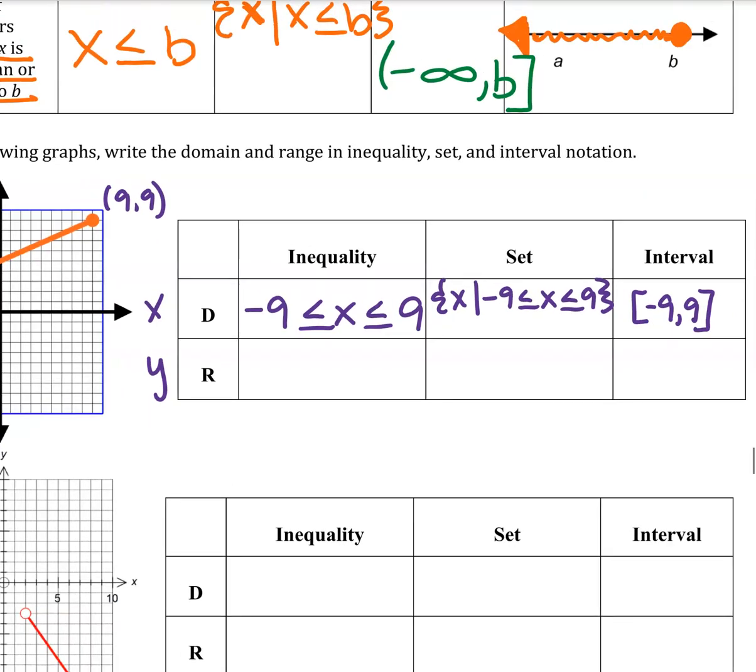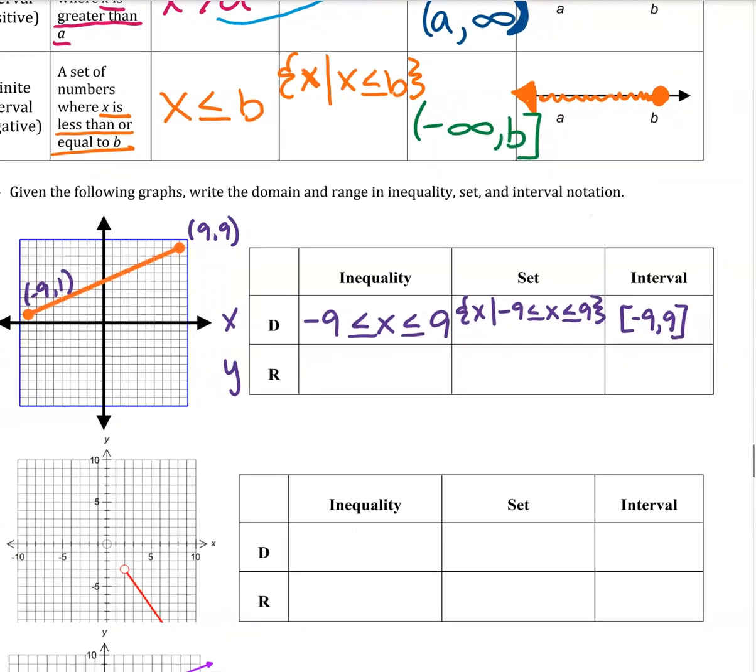Now, I started with inequality for the domain. For the range, let's switch it up. Let's start with the interval because I think that's easier. You might not think that's easier, and that's okay. It's totally up to you. But let's start with interval and see how it goes.